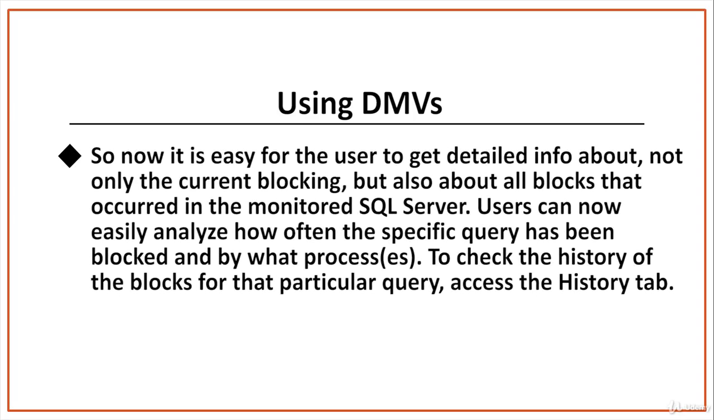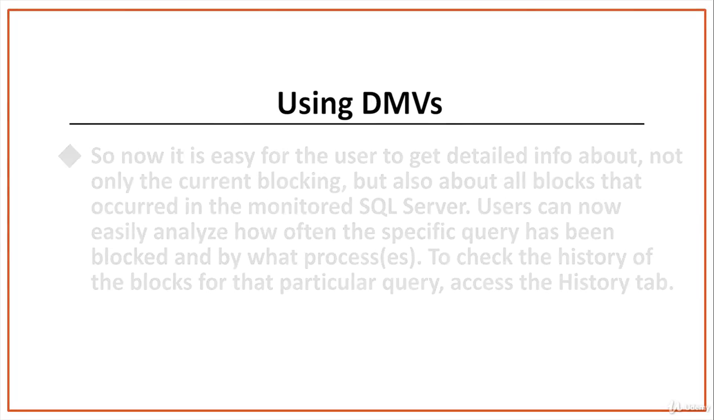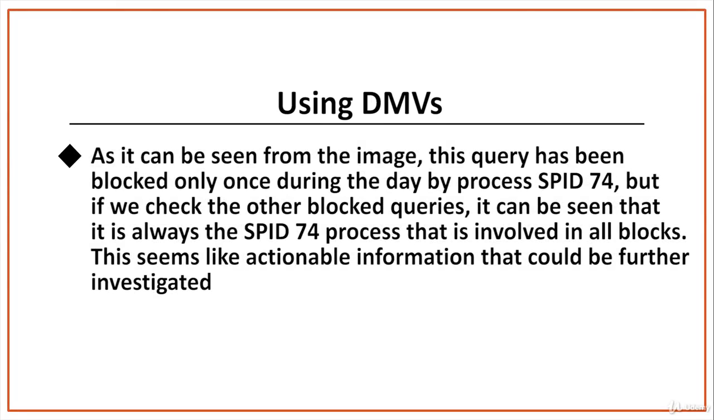So now it is easy for the user to get detailed info about not only the current blocking, but also about all blocks that occurred in the monitored SQL Server. Users can now easily analyze how often the specific query has been blocked and by what processes. To check the history of the blocks for that particular query, access the History tab. As can be seen from the image, this query has been blocked only once during the day by process SPID 74.